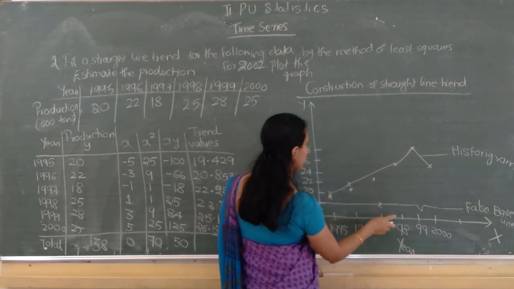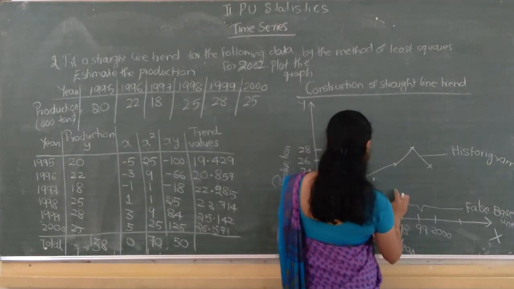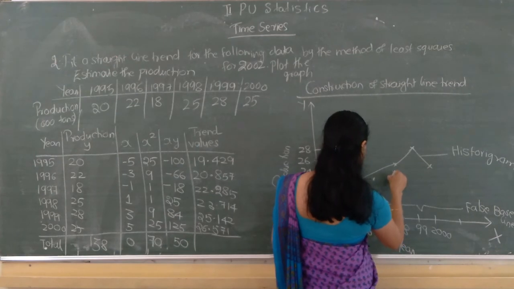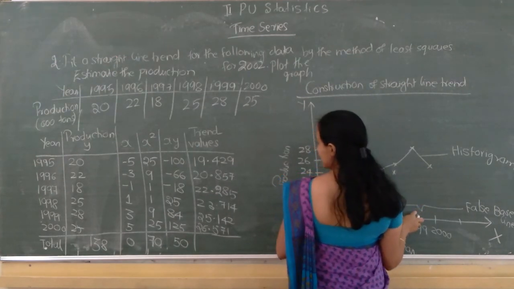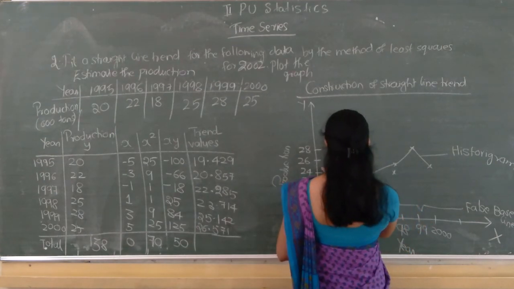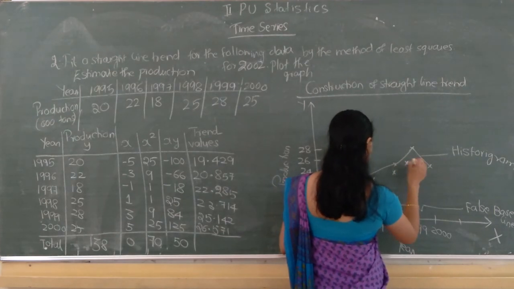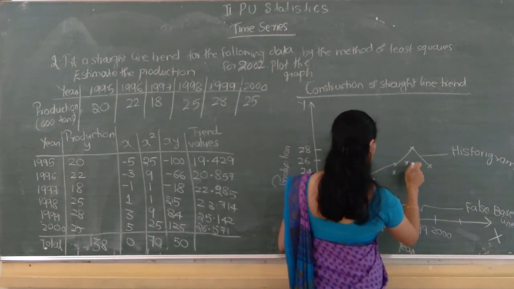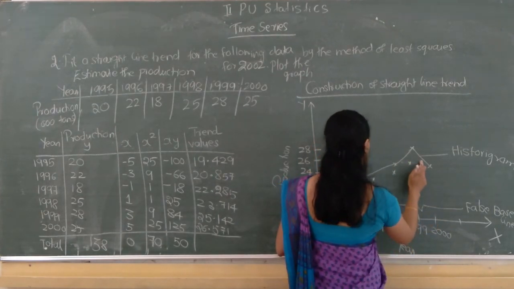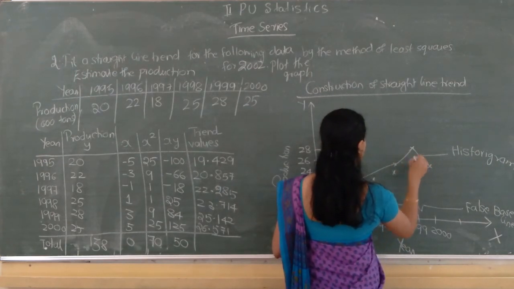1998 is 23.7, so 23 comes here. 1999 is 25 point something, which comes a bit here. Correct? Okay, a bit here. 2000 is 26 point something, 26 here and a bit above it.